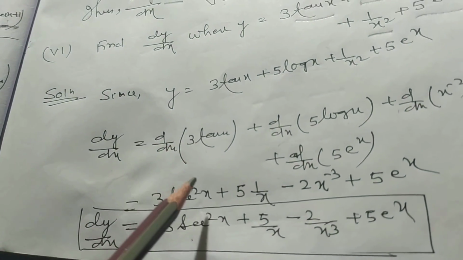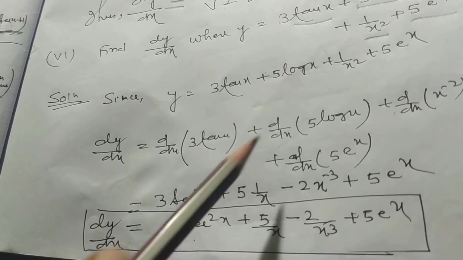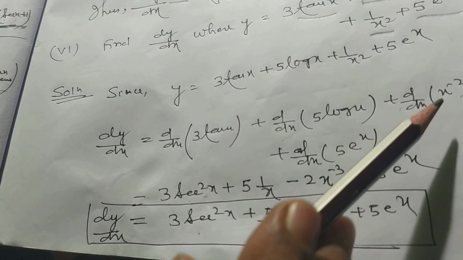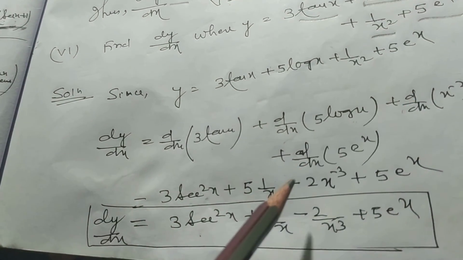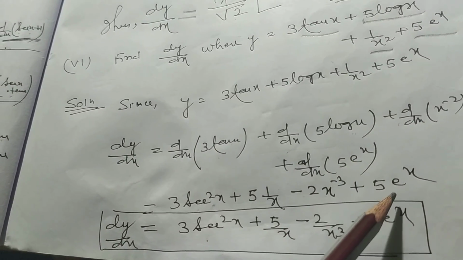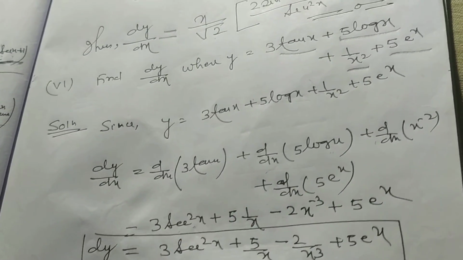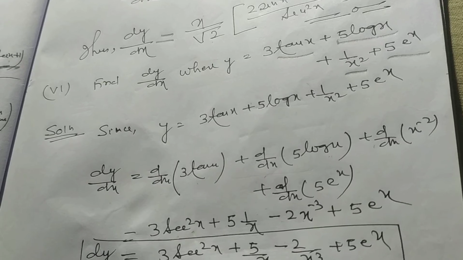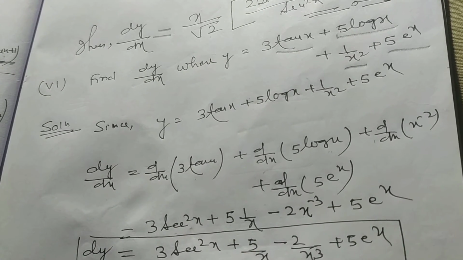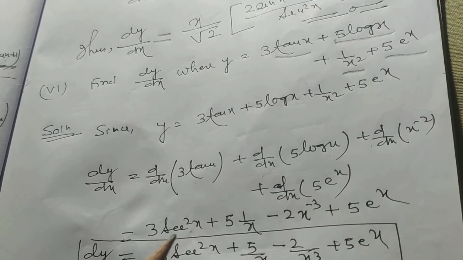So dy by dx of 3 tan x is 3 sec square x. Dy by dx of 5 log x is equal to 5 by x. Dy by dx of x to the power minus 2 is equal to minus 2 x to the power minus 3. And dy by dx of 5 e to the power x is 5 e to the power x. So my dear students, in this way, dy by dx is equal to 3 sec square x plus 5 by x minus 2 by x cube plus 5 e to the power x.